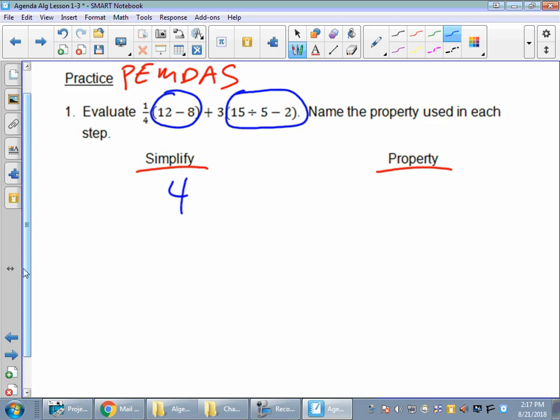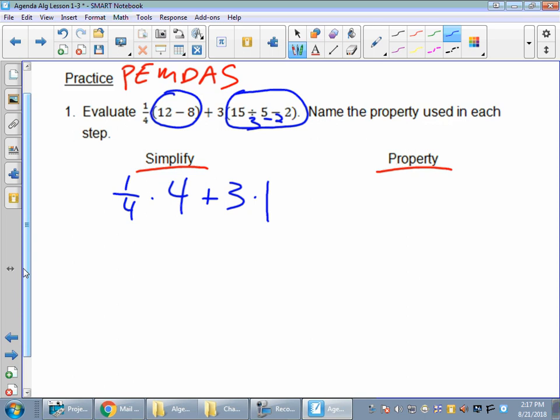And now I'm going to actually just bring down the 1/4, because that's the next thing we have to do. And over here, we've got 15 divided by 5 minus 2. Well, again, using order of operations within the parenthesis, 15 divided by 5 would be 3. And then we're subtracting 2. So 3 minus 2 would give us a 1 here. And then I'm going to bring down this plus sign. I'm also going to bring down this 3. So now we have 1/4 times 4 plus 3 times 1.